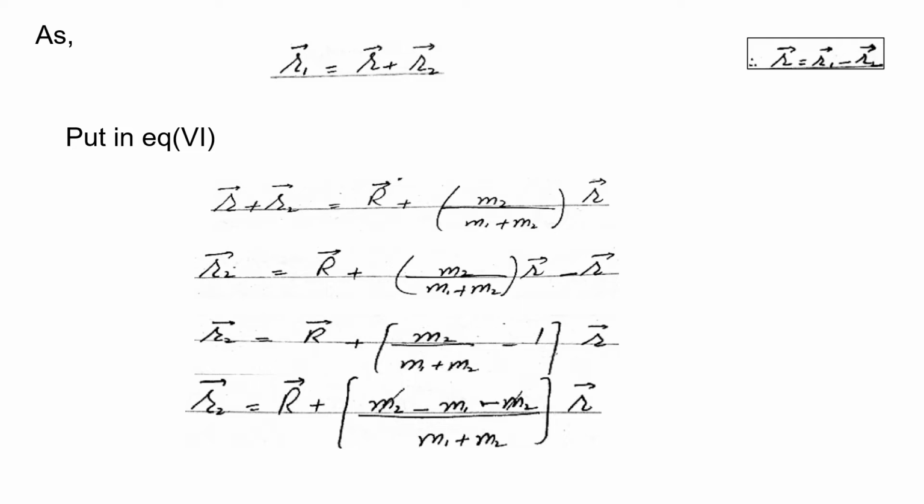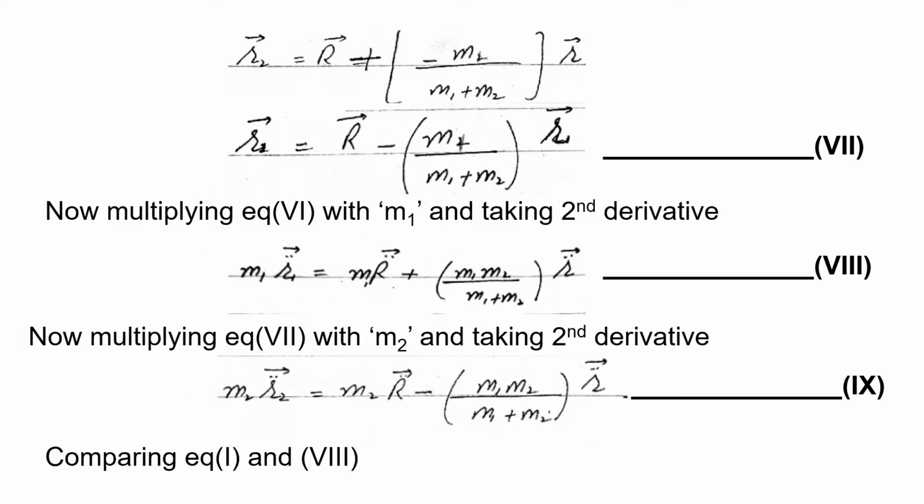From here, r2 = R + r taking the r common, we get m2/(m1 + m2) - 1 in the bracket. Taking the terms in the bracket, r2 = R + r, and inside the bracket we have m1 + m2 in the LCM. So above we have m2 - m1 - m2, cancelling the two m2's with the plus and minus sign, we get r2 = R - m1/(m1 + m2) r. So r2 = R - m1/(m1 + m2) r. The m2 was cancelled in the previous equation, so we are left with m1, that is equation number 7.